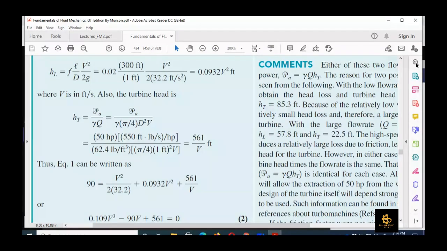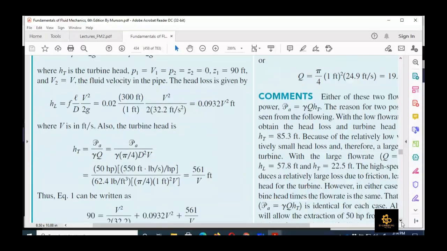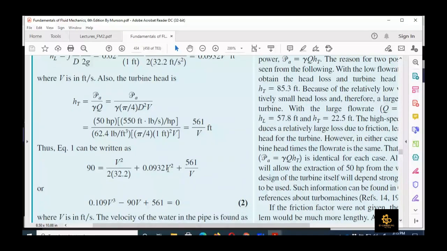that is the dynamic head, V squared upon 2g, and then the next one is the head loss due to friction, 0.0932 V squared, and then the last term on the right-hand side, that is 561 upon V, which is due to the turbine head. So now if we rearrange this equation, this is a cubic equation.